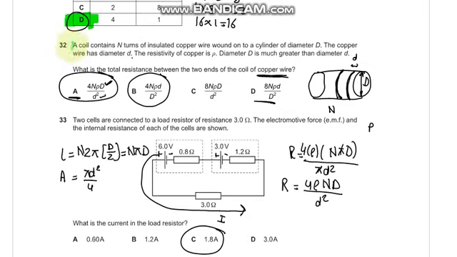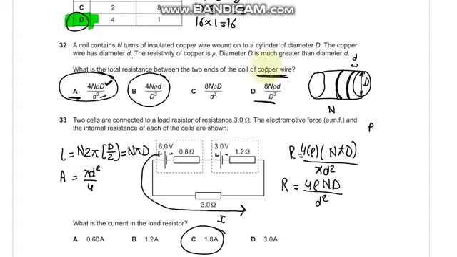So question number 32 says that a coil contains n turns. It is wound on a cylinder of diameter D. The copper wire has diameter d. The resistivity for copper is rho. The diameter D is much greater than d. What is the total resistance of the wire?